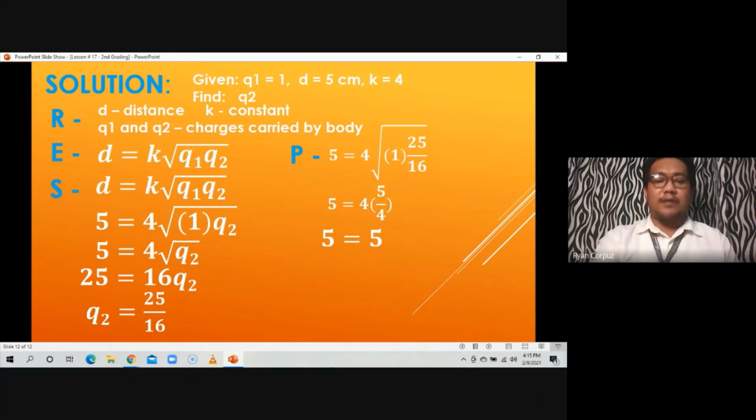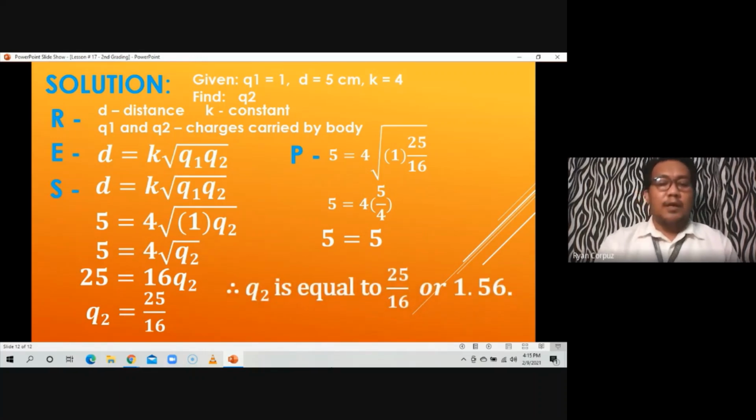The conclusion now is that, therefore, Q sub 2 is equal to 25/16. If you want to be specific, since 25 is not exactly divisible by 16, you can transform that into decimals. 25 divided by 16 gives you 1.56. Since there is no unit of measurement given for the charges carried by the body, we have no unit of measurement in our conclusion. We think that conclusion is the one that will answer what is asked in the problem. So that's how we answer example number 5.